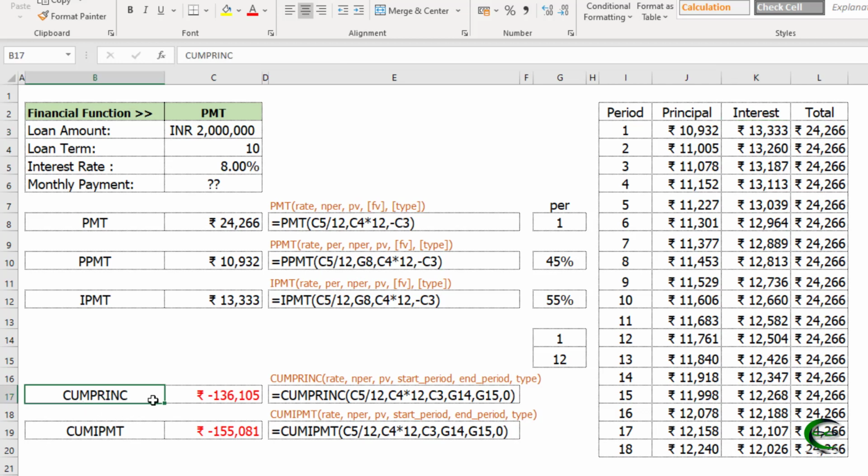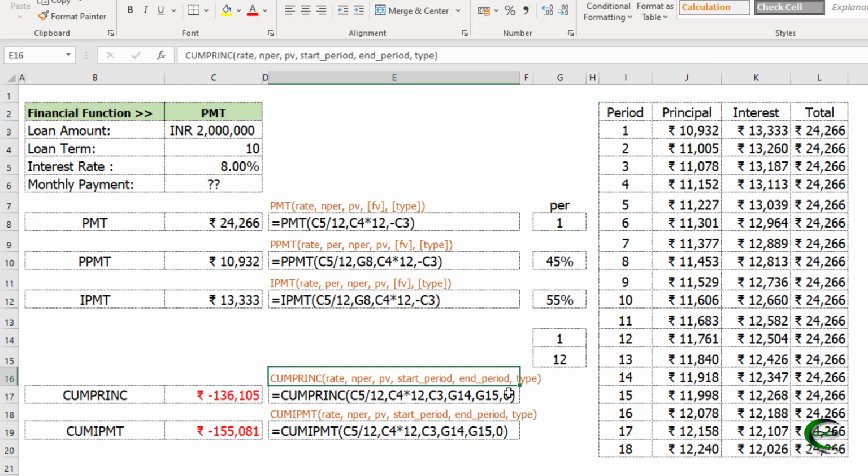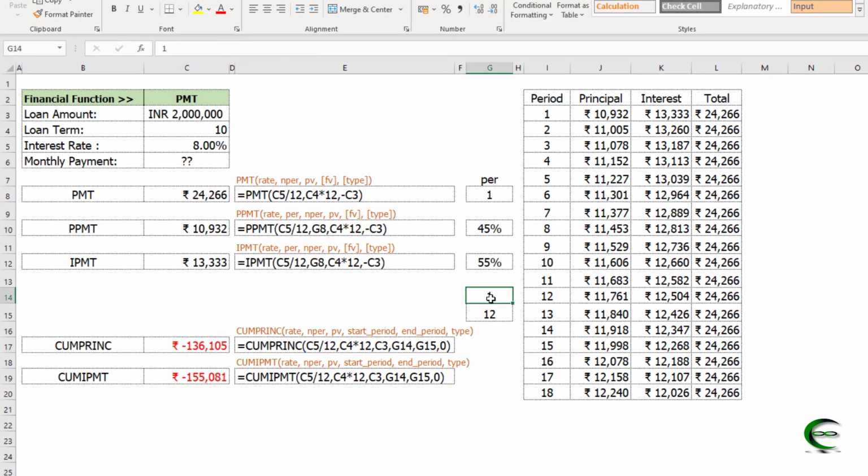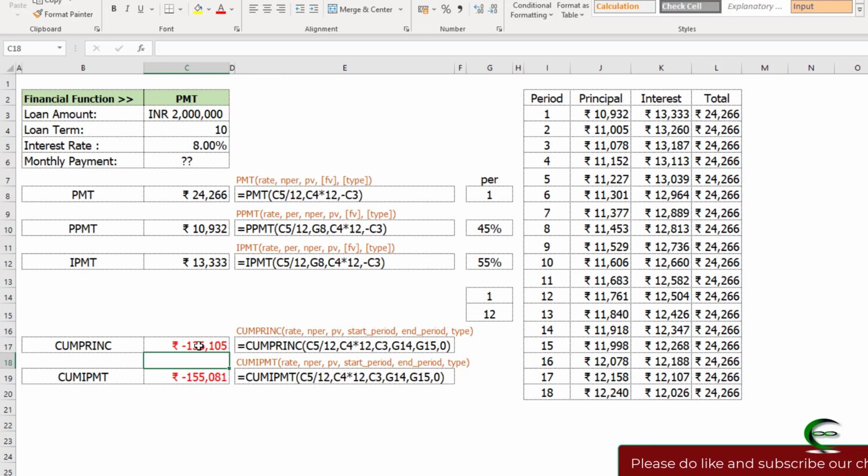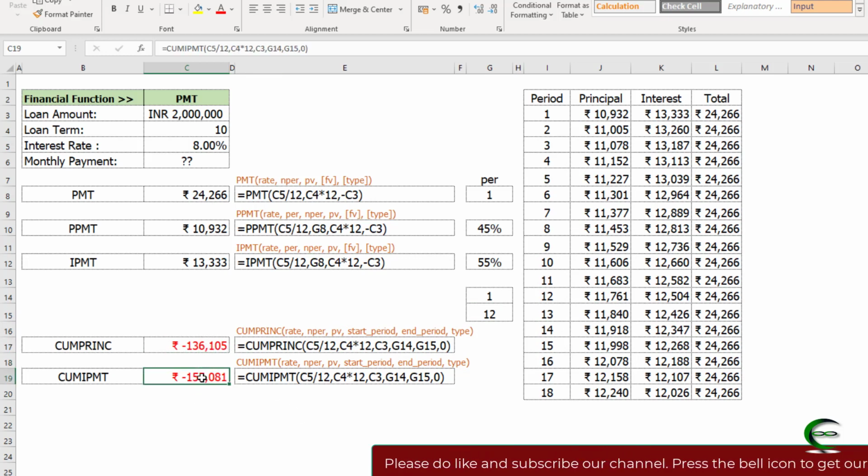CUMPRINC or cumulative principal and cumulative IPMT functions. Two extra arguments are there, start period and end period. I have linked start period with cell G14 and end period with cell G15. By changing the value in these cells, you can calculate the principal and interest for a particular period. Now these cells are calculating principal for your first 12 EMIs and interest for the first 12 EMIs or payments.